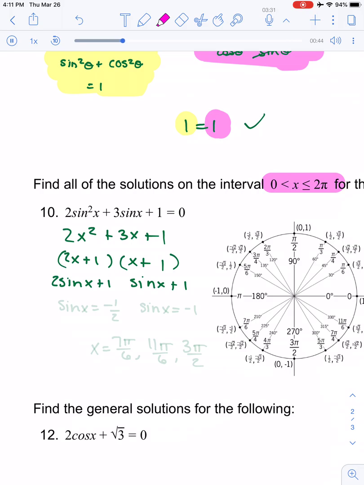All right, and then I can go ahead and set both of those factors equal to 0. So on the left side here, I get sine of x is equal to a negative 1/2. And on the right side, I get that sine of x is equal to a negative 1.